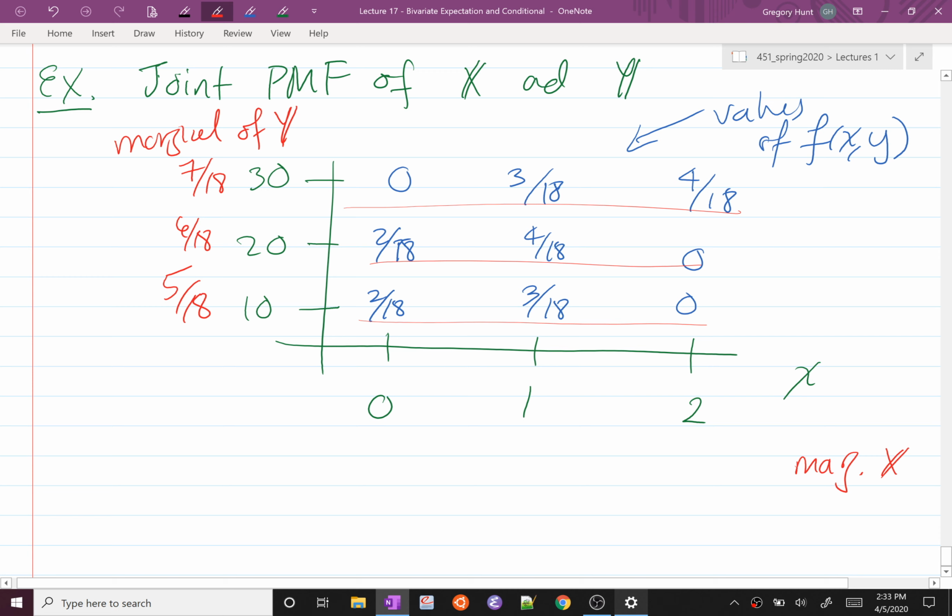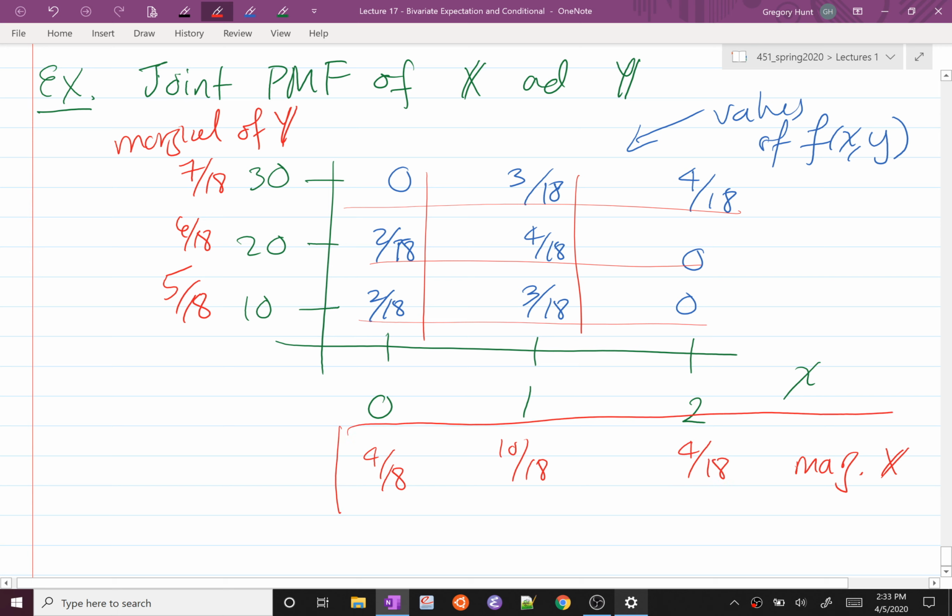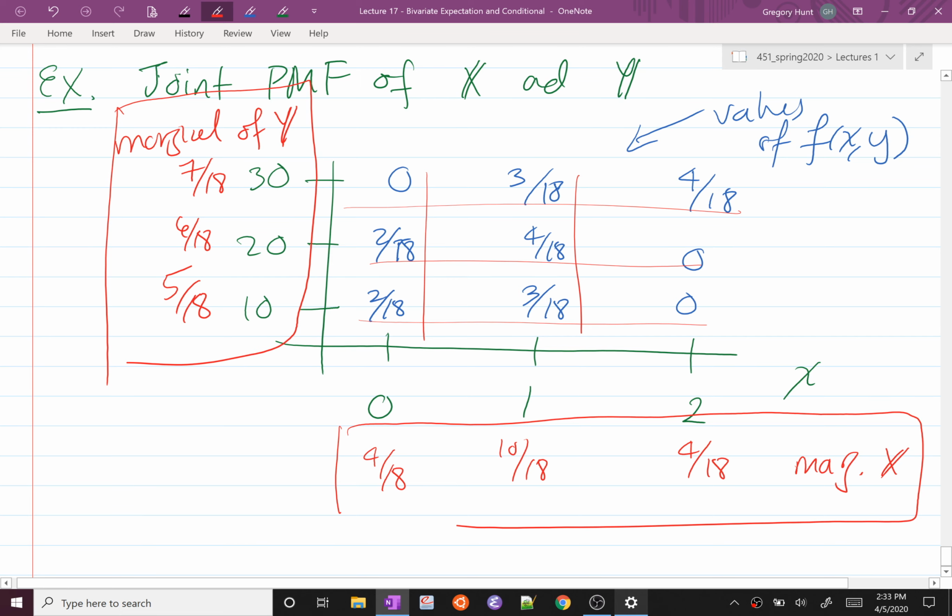And then in the marginal of x, I sum along the columns. So that would be 4/18, that x is 0, sum along that column. Next column is 10/18, and then the last one is 4/18. So this is the marginal of x, and this is the marginal distribution of y, right? And then the blue values are our joint.